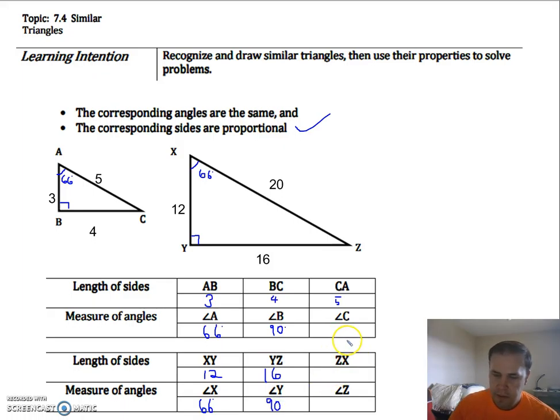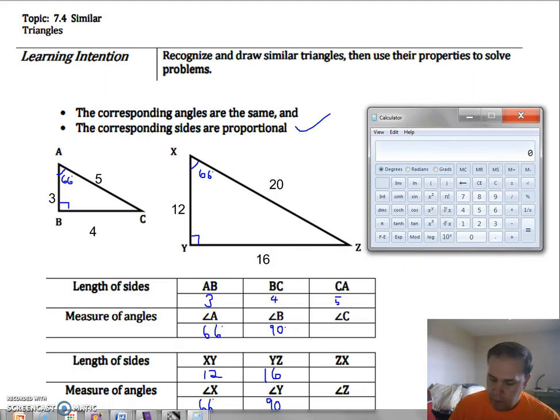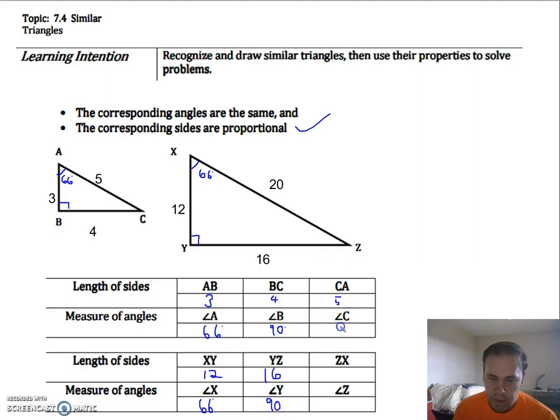Now wait a second. If I were to just use a calculator here for a second, well, I know that all triangles have 180 degrees. 180 minus 90 minus 66 will give me my other angle, 24. So we have 24 here and 24 here. So that's really the key to recognize, that the angles are the same although the side lengths are different.